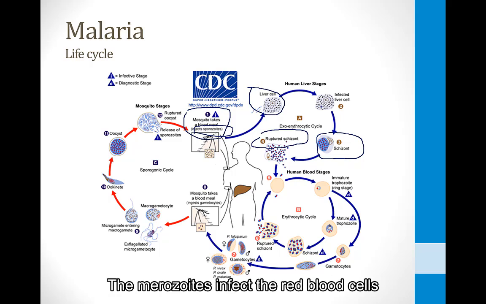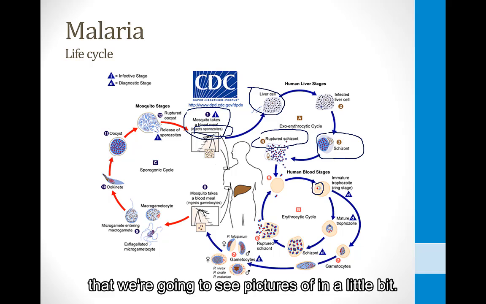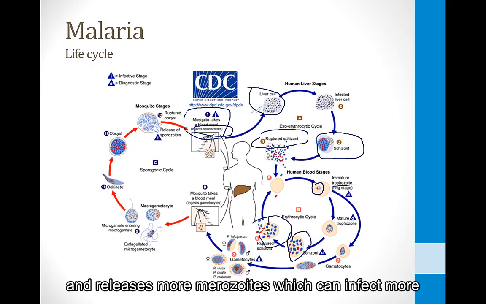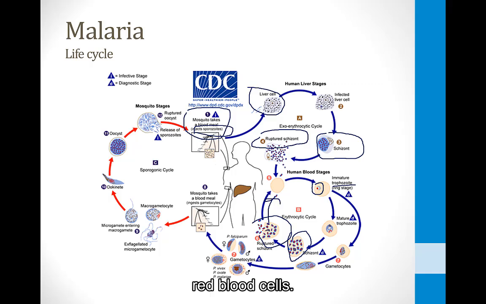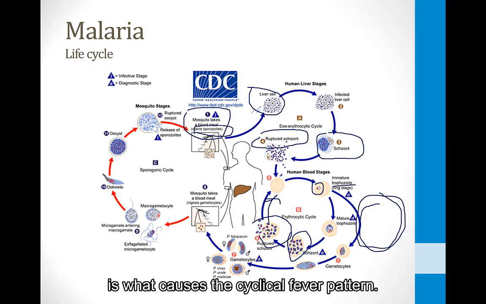The merozoites infect the red blood cells and form those ring stages that we're going to see pictures of in a little bit. Those are called trophozoites. And then it matures into another schizont, and the schizont ruptures again and releases more merozoites, which can infect more red blood cells. And this cycle going around and around is what causes the cyclical fever pattern.